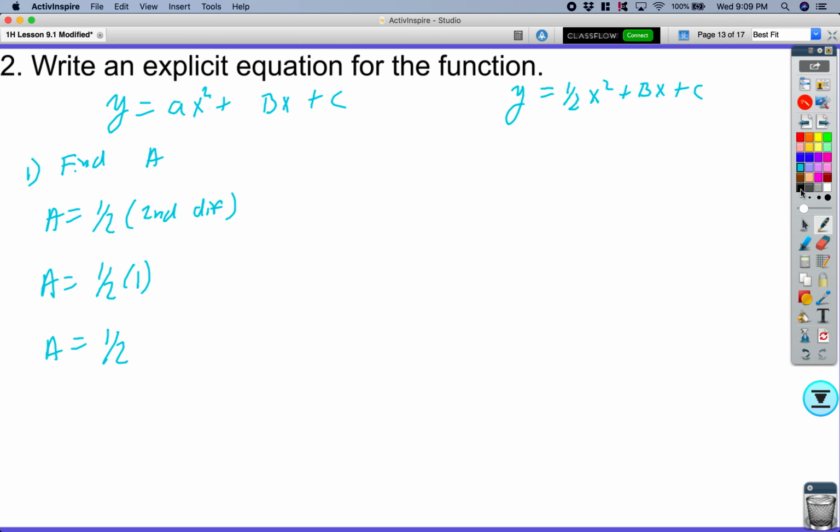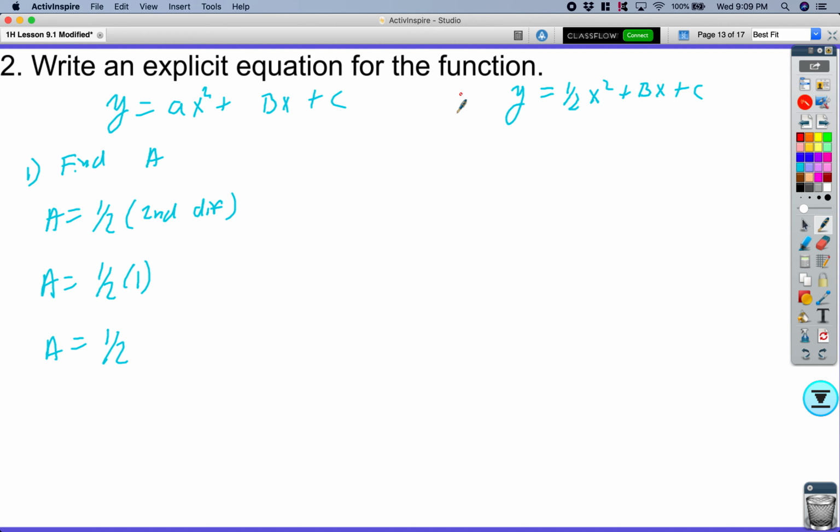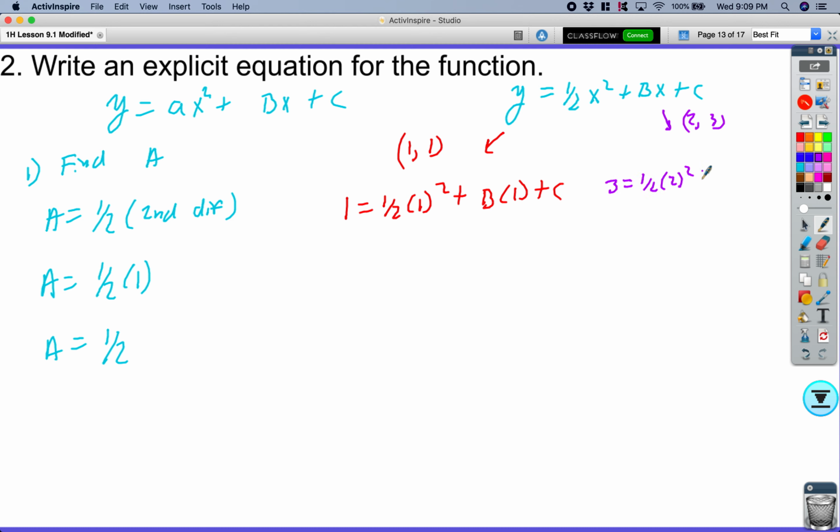So what I need to do now is that when I look at my table, you're going to choose 2 points and plug them in. It could be any of these 2 points, and we're just looking at the regular x, regular y. I'm just going to choose the easiest points in my opinion, 1, 1, and 2, 3, and plug those in. So I'm going to have 2 equations. The first one, we're going to be using points 1, 1. This will give me 1 equals 1/2 of 1 squared plus b times 1 plus c. My second equation, we're going to use the 2, 3. So this will give me then 3 equals 1/2 of 2 to the second power plus b times 2 plus c.